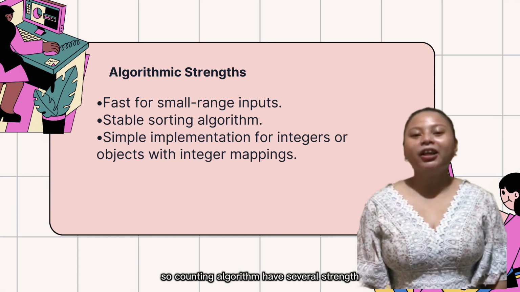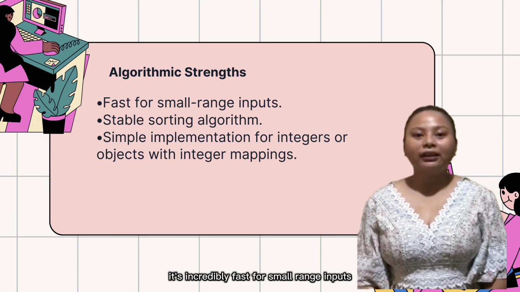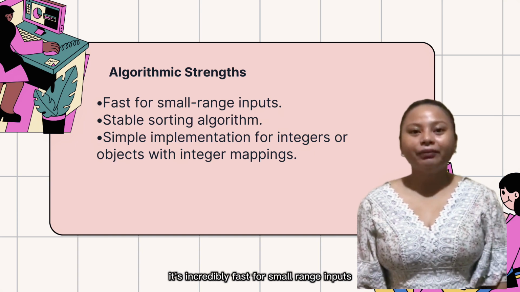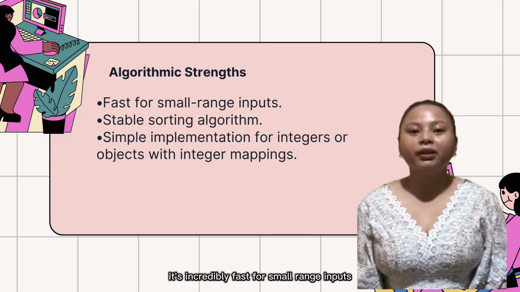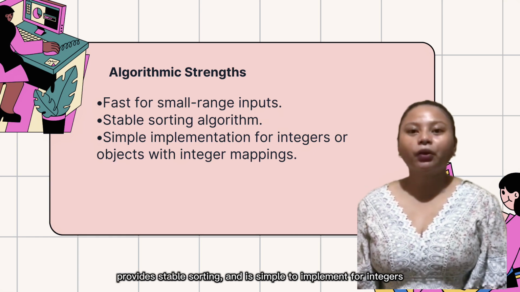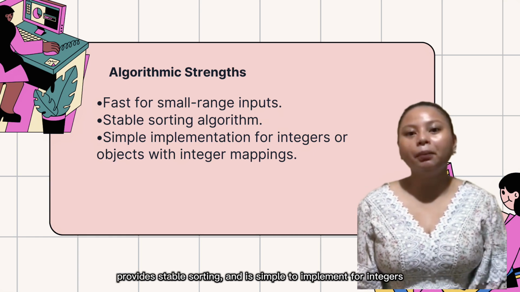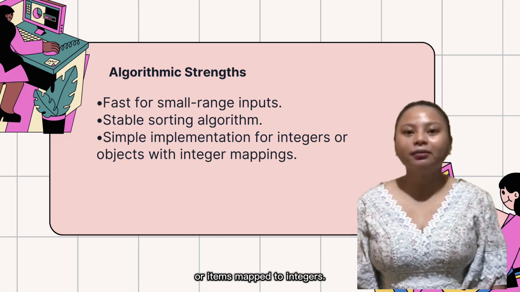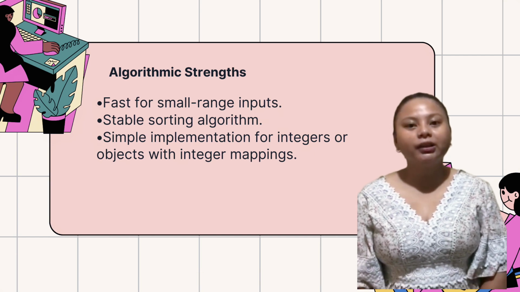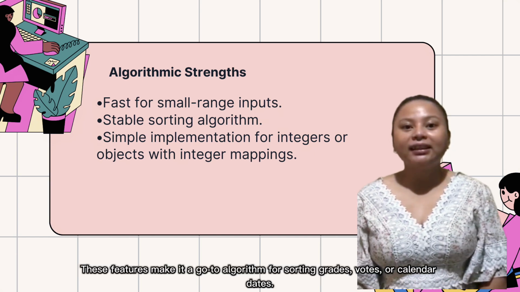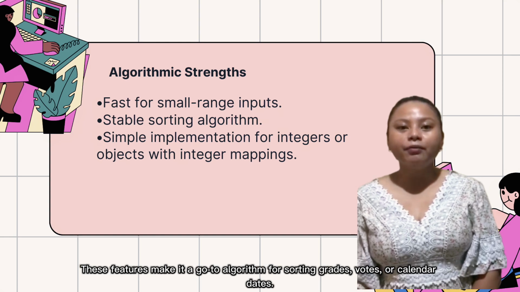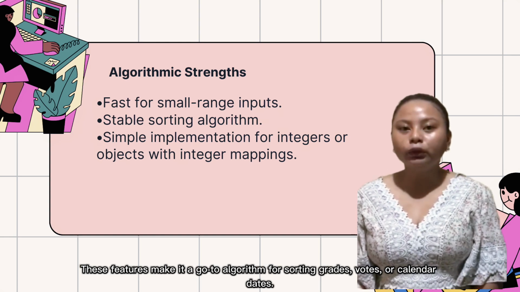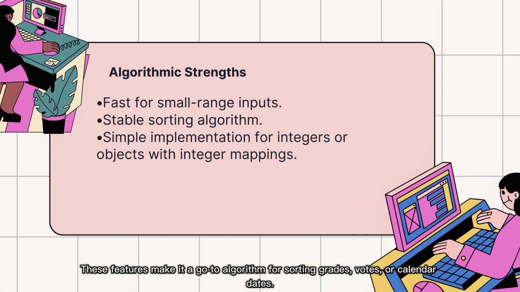So the counting algorithm has several strengths. It's incredibly fast for small range inputs, provides stable sorting, and is simple to implement for integers or items mapped to integers. These features make it a go-to algorithm for sorting grades, votes, or calendar dates.